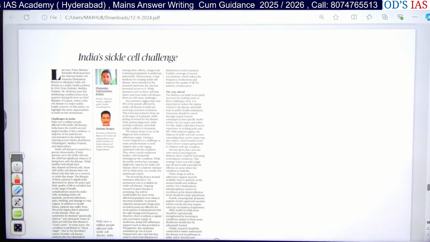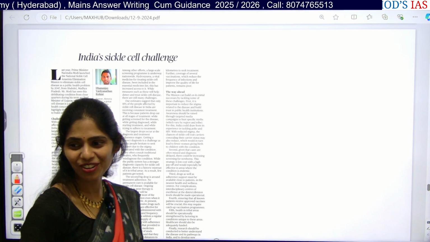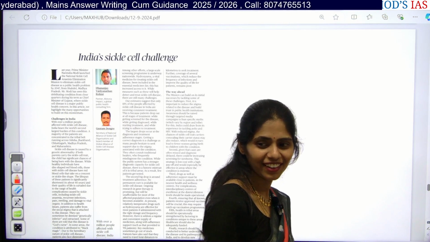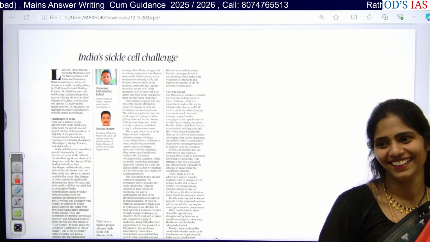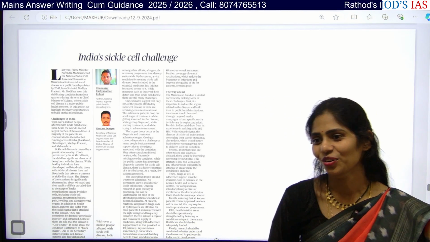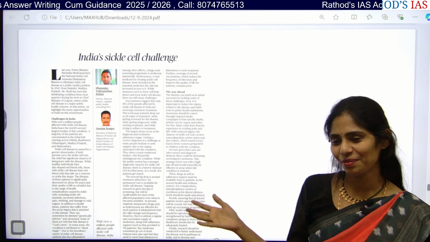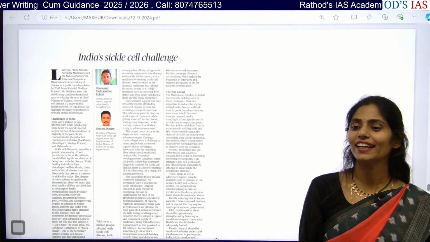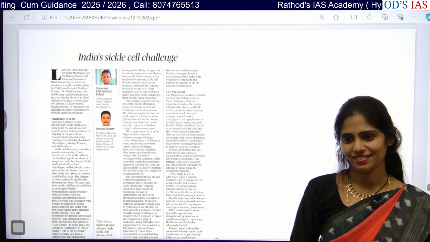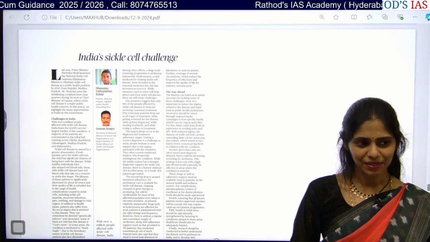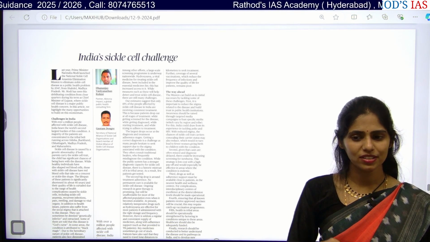So can we achieve this? If you want to achieve this, what can be done? Why not? Oh, this is a genetic disease. There will be no vaccine. It is not caused by any organism. Tell me, tell me. How can you eliminate this?